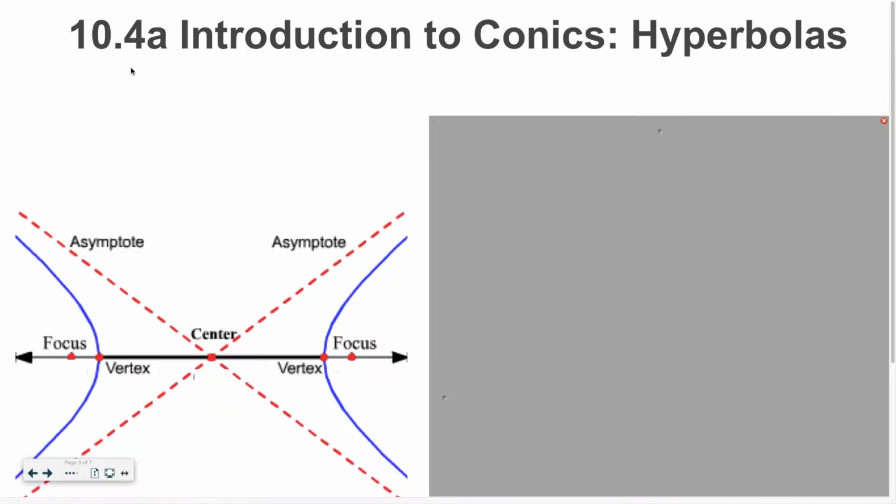Okay, today we are going to continue with our very last conic, the hyperbola. So this is section 10.4. We are going to talk about how to graph a hyperbola, and we will have a quiz over all three conic graphs tomorrow.